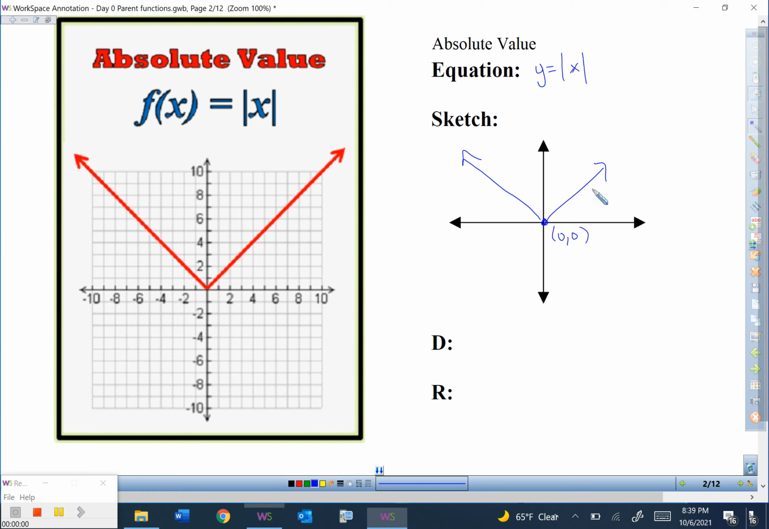Domain left to right, we have all real numbers again, because it's okay to take the absolute value of any number in the world. But when you take the absolute value of any number in the world, all your negatives go away. So lowest number here is 0, that's included, we put a bracket, and then we keep going towards positive infinity.